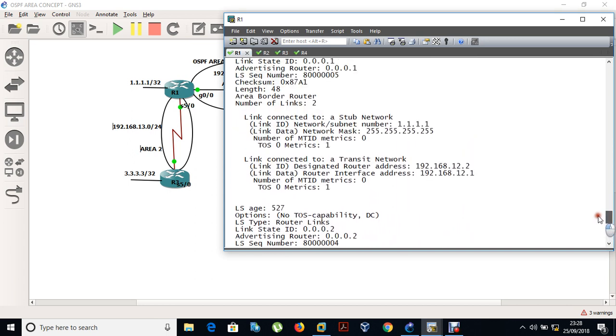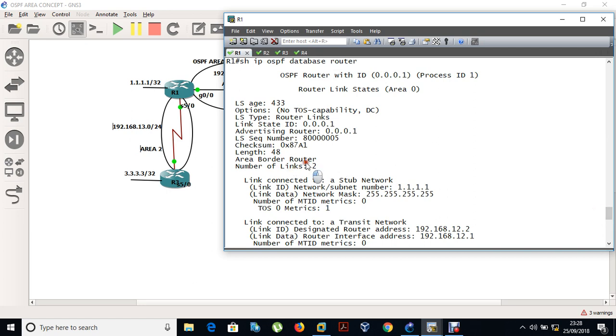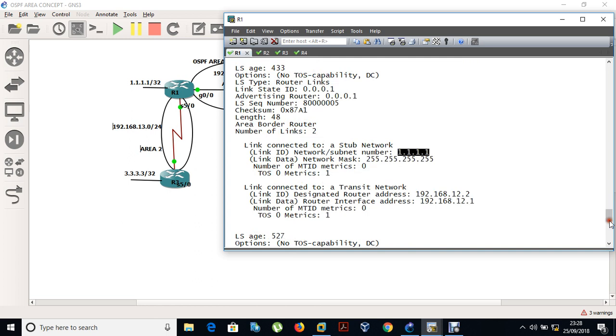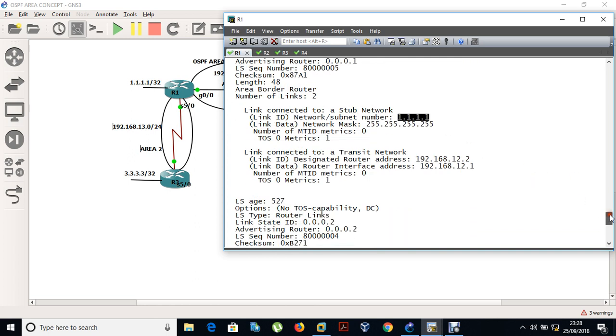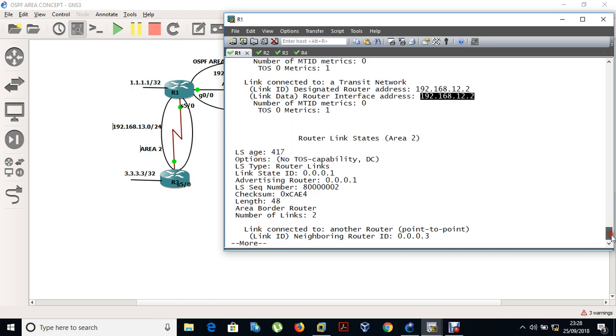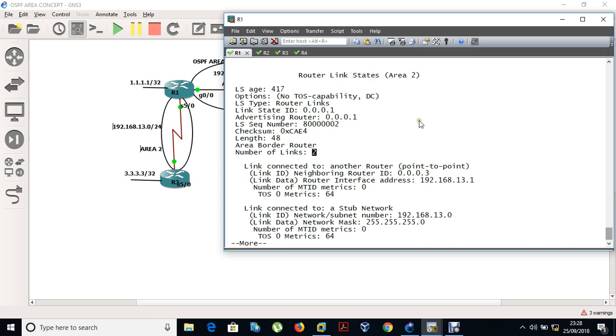We are on R1, so R1 is advertising these two links. R2 told me he is also advertising two links, which is 2.2.2.2, and he is also the DR, and he's advertising 192.168.2.2. That is his connection. And R2 is connected to area 2 as well. It says I have two links here.